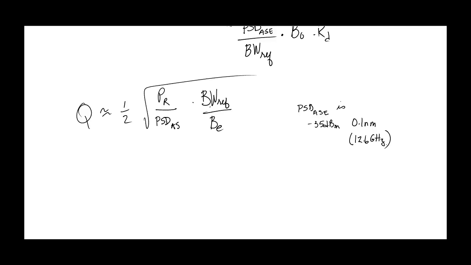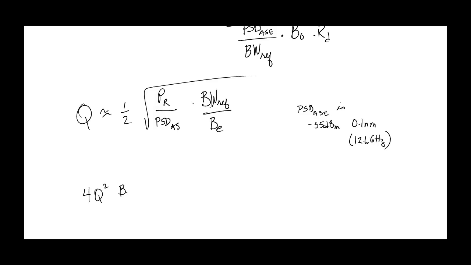So now we can calculate what received power we think that we'll need due to the signal. So the received signal power should be 4Q squared, the electrical bandwidth, divided by the reference bandwidth, equal to the signal received power, power spectral density of the ASE.